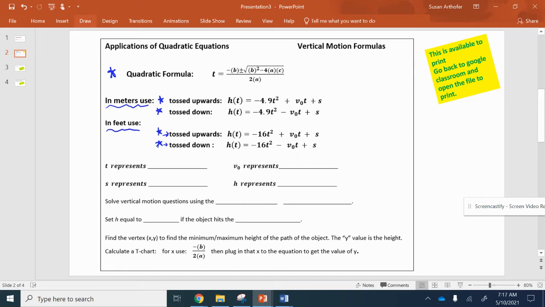Okay? All right. So what does T represent? T represents time. V naught, the word I'm saying is V and then naught. You could also say V sub-zero. But V represents your velocity. S represents your starting height. And the H of T represents your ending height.